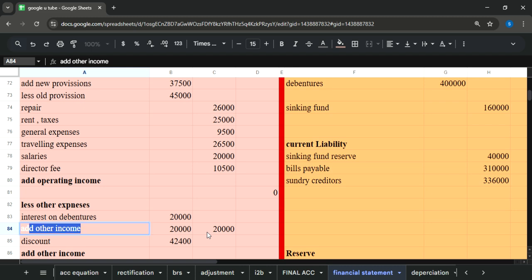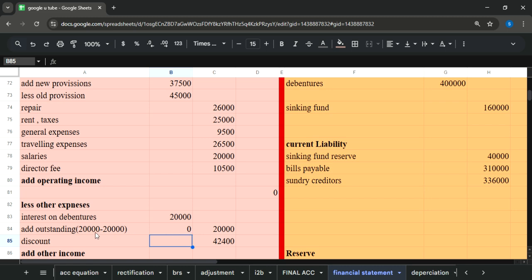We need to add outstanding. 20,000 was due, paid 20,000. What it means? There is no outstanding. So 20,000 would be written over here. 42,400 would be mentioned. So guys, have you seen why we had left one line for interest on debenture?